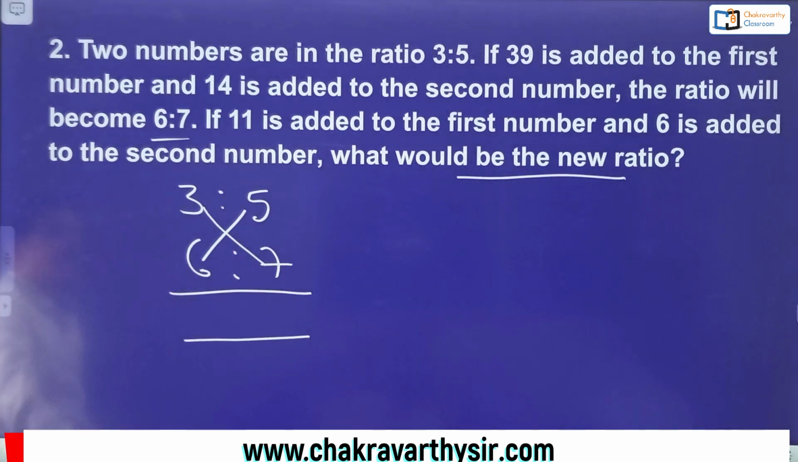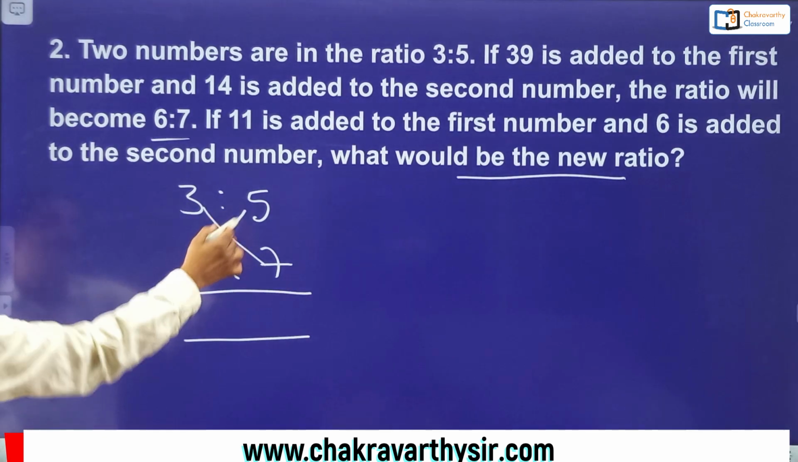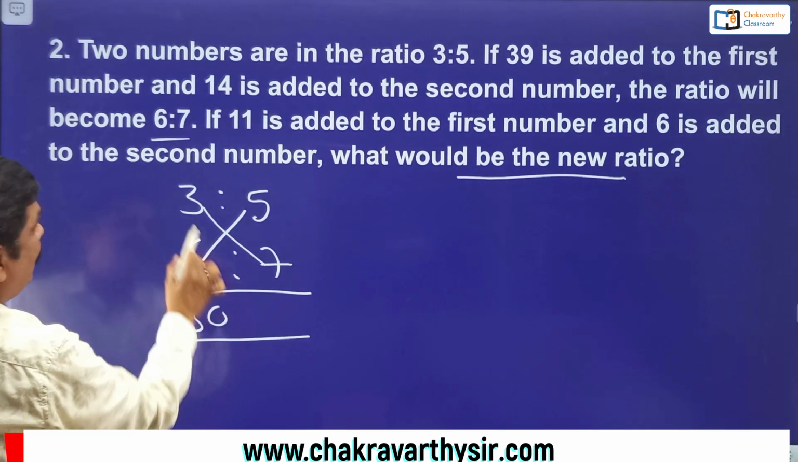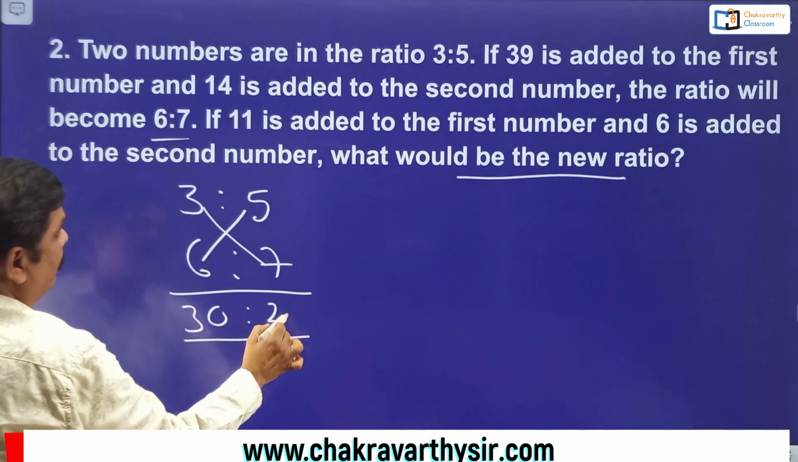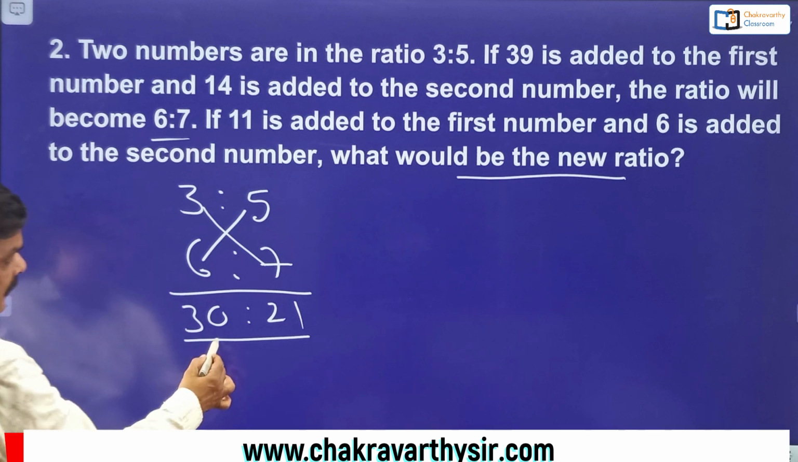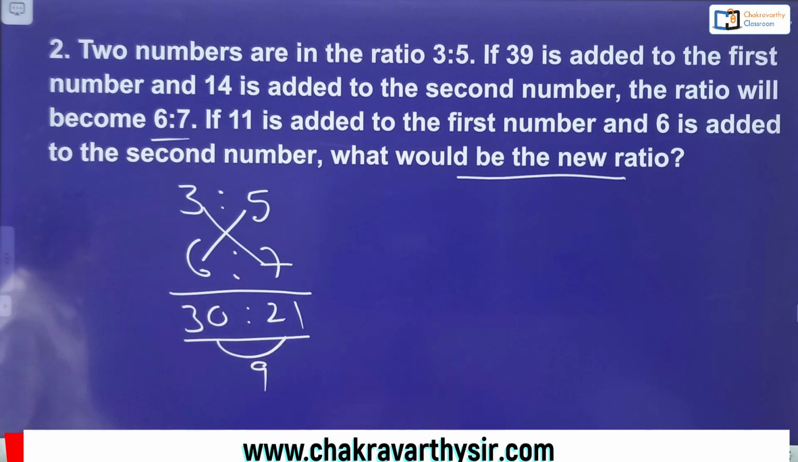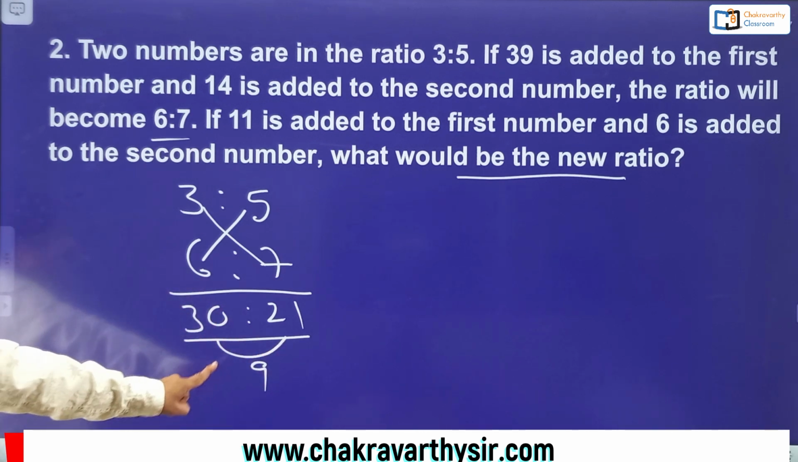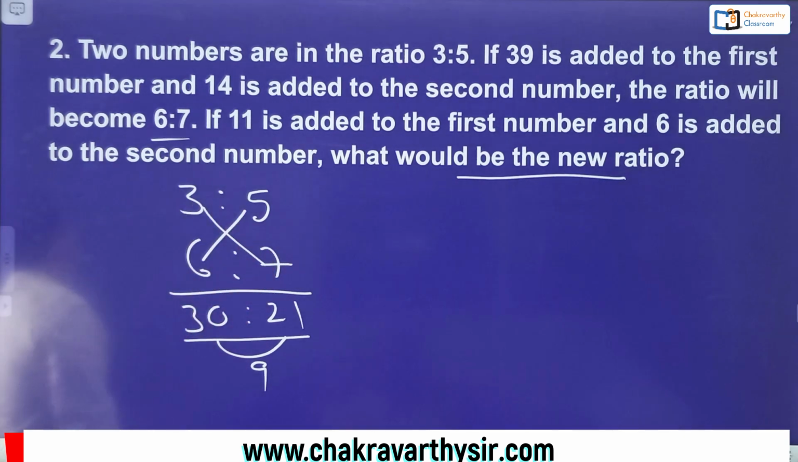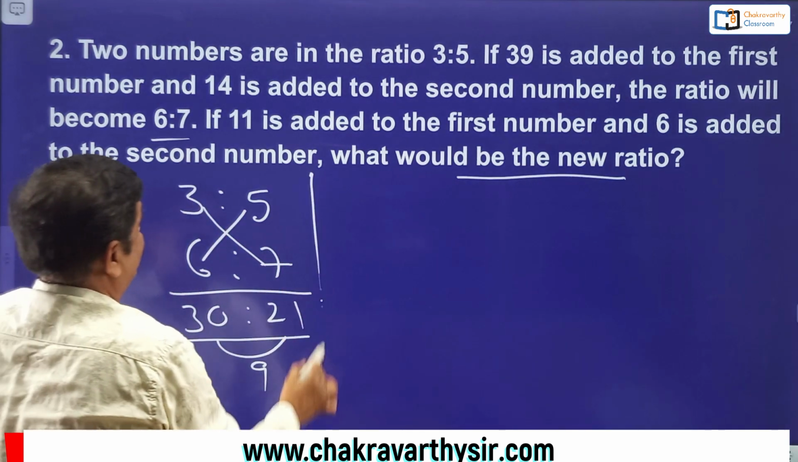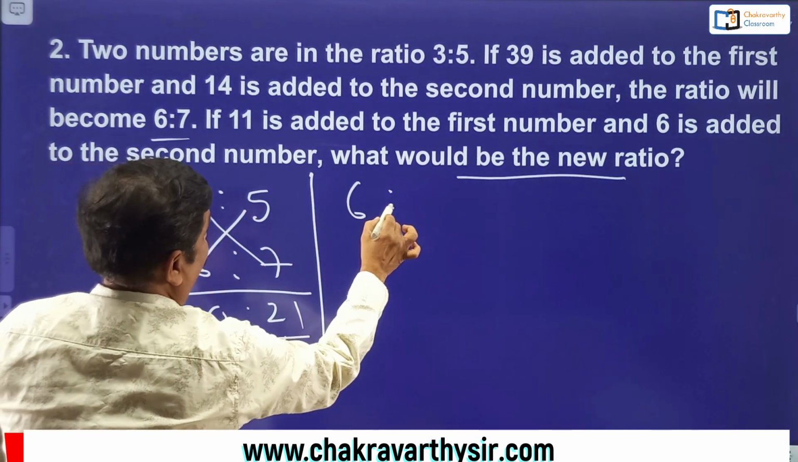What is the cross multiplication here? This is 6 5s are 30. This is 7 3s are 21. Okay, what's the difference between these two? 9 is the difference. Previously it was 1. Now 9 parts is equal to something. What is that something here? Just 6:7 is the final ratio.